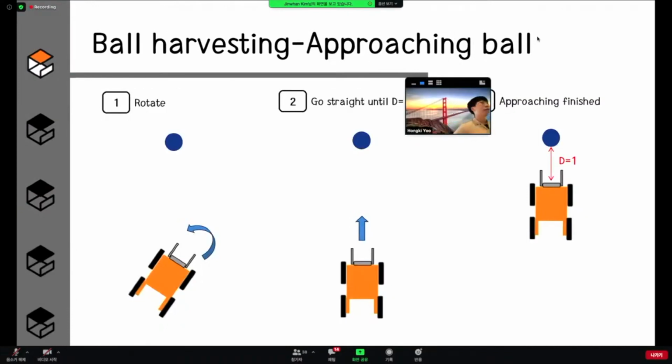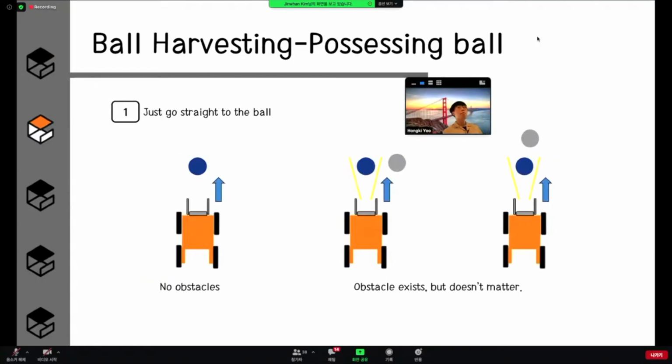So let's see the details. First is approaching ball. Robot first rotates and goes straight to the ball until the distance is 1. And next is possessing ball.